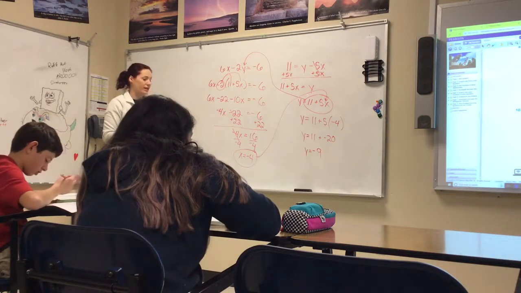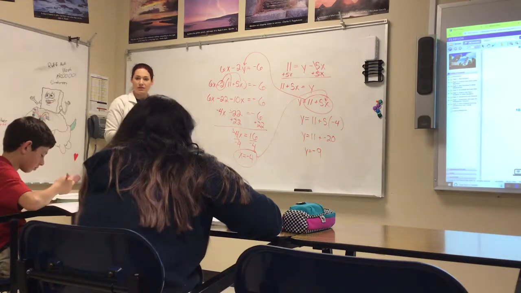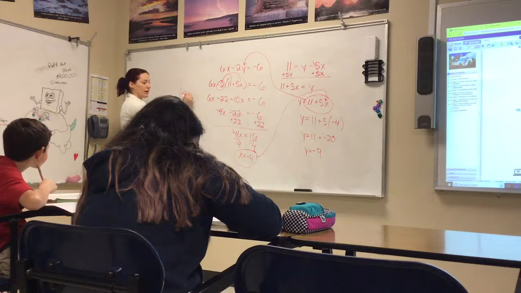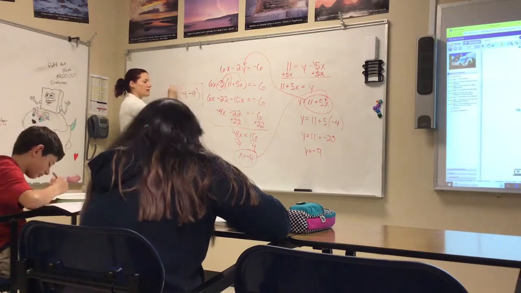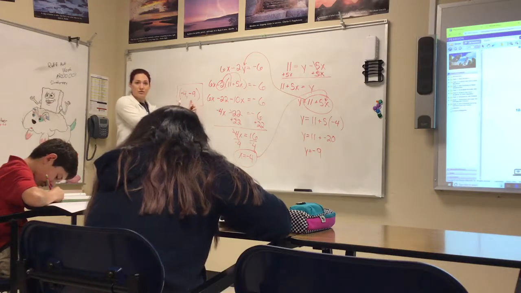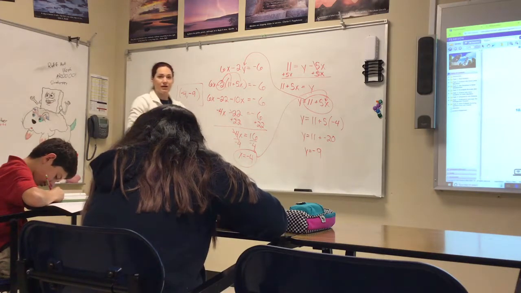So the answer that we got, yeah, they mixed them up. So our answer is (-4, -9). That's as an ordered pair. They accidentally put (-9, -4). They had that backwards. So that was the error that was made.